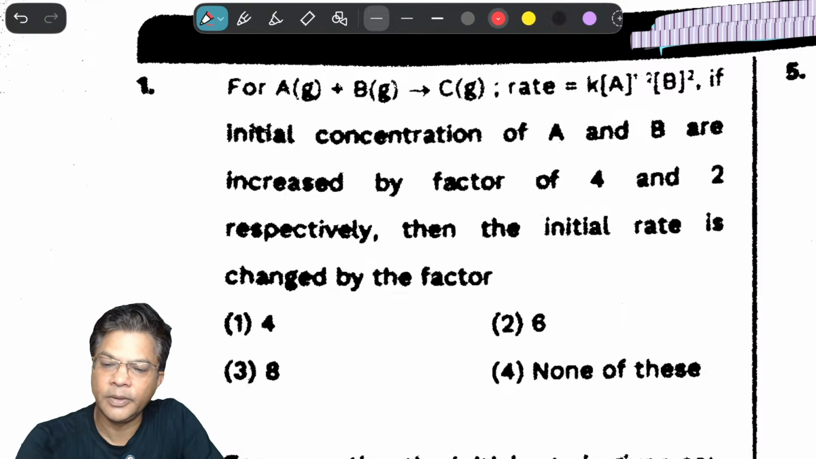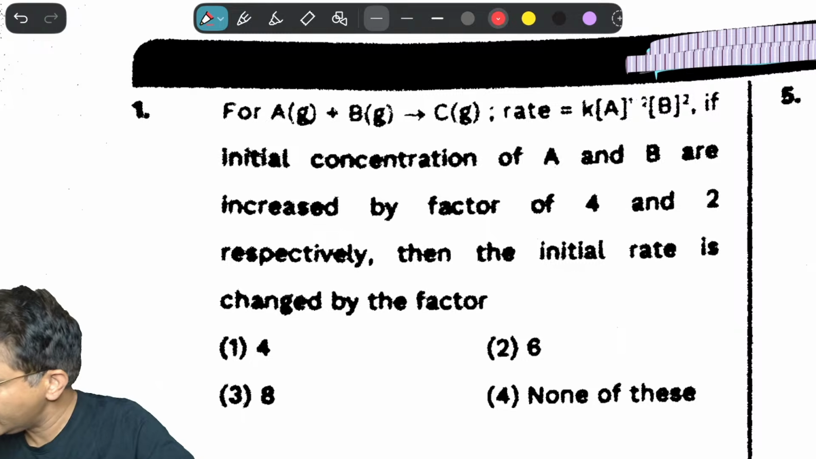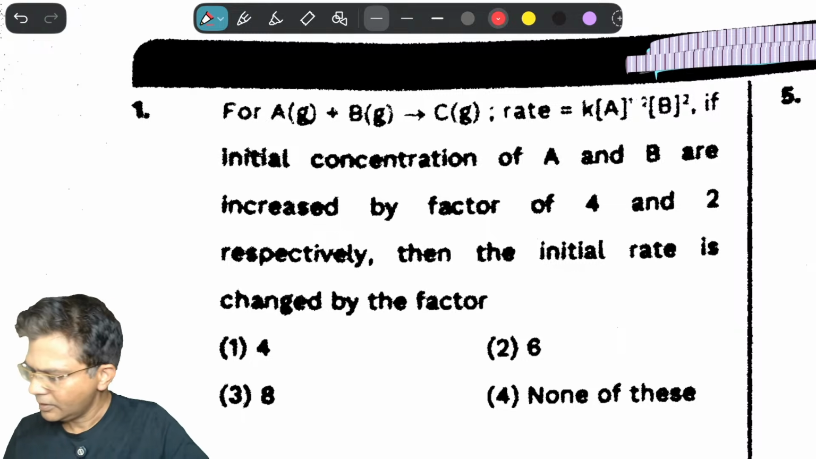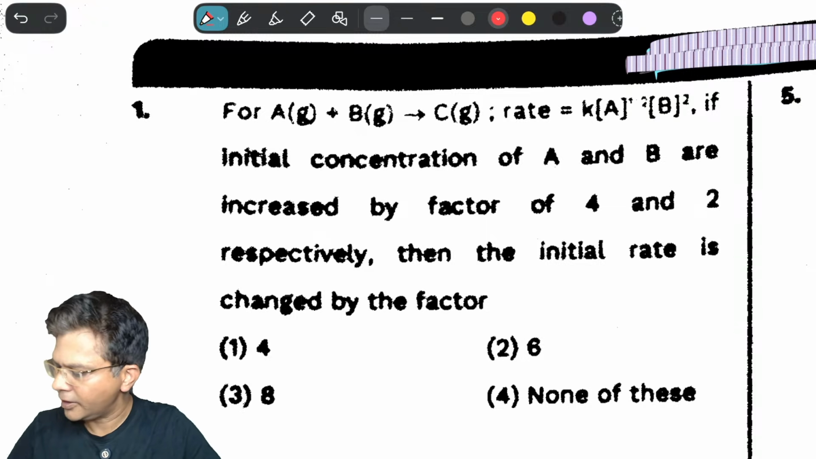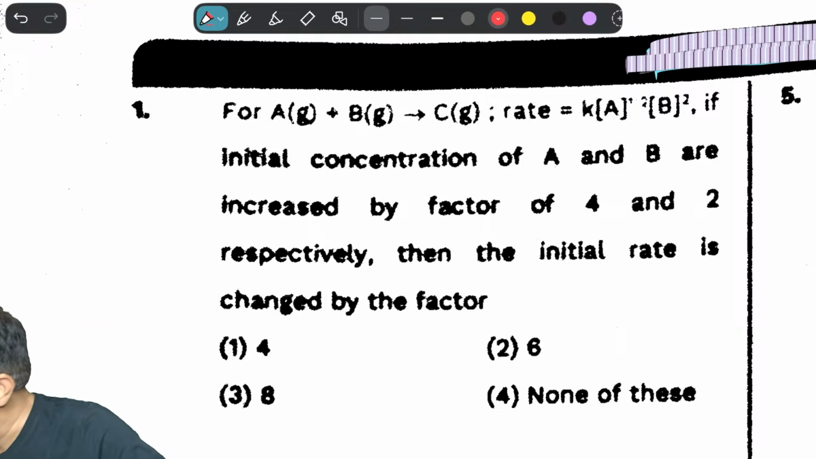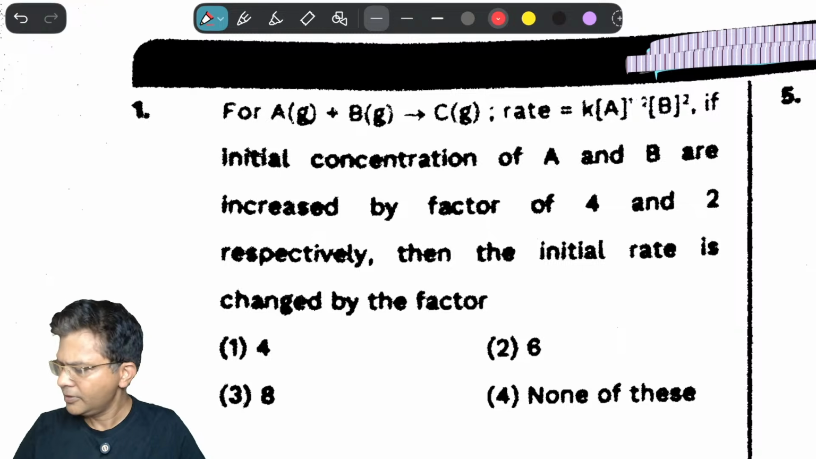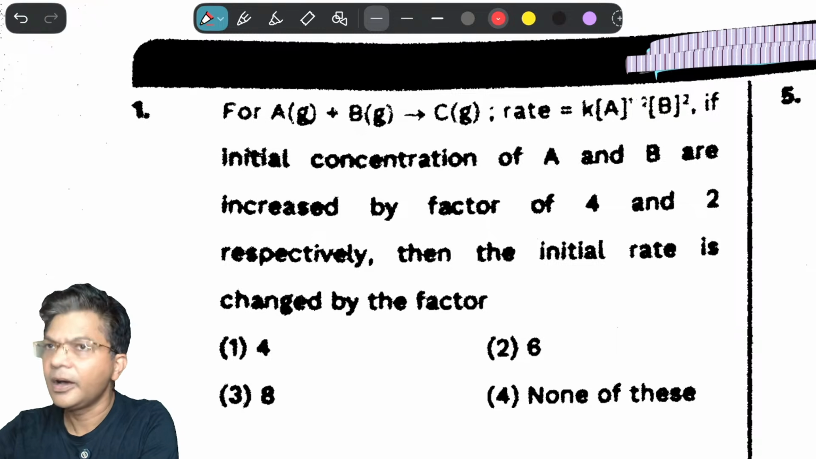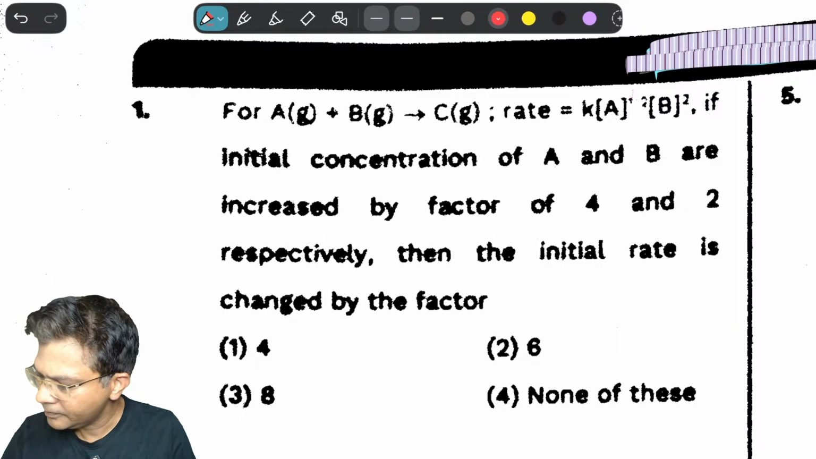Sir, in question 1, what is the power of A? Okay, let me write down. Can you let us know in question number 1 what is the power of A? Let me tell you. Just wait. It is 1, kids. A raised to power 1. The power of A is 1.